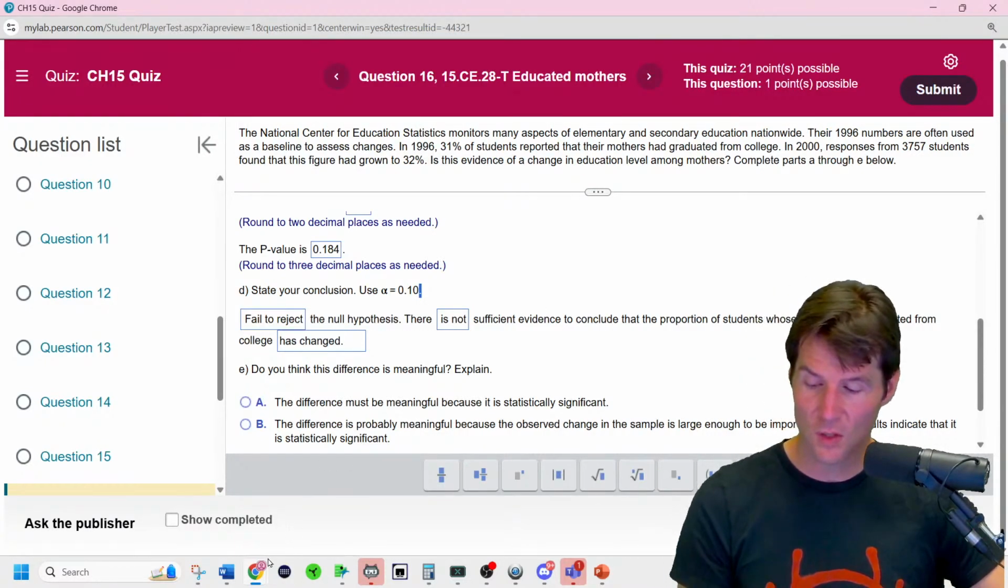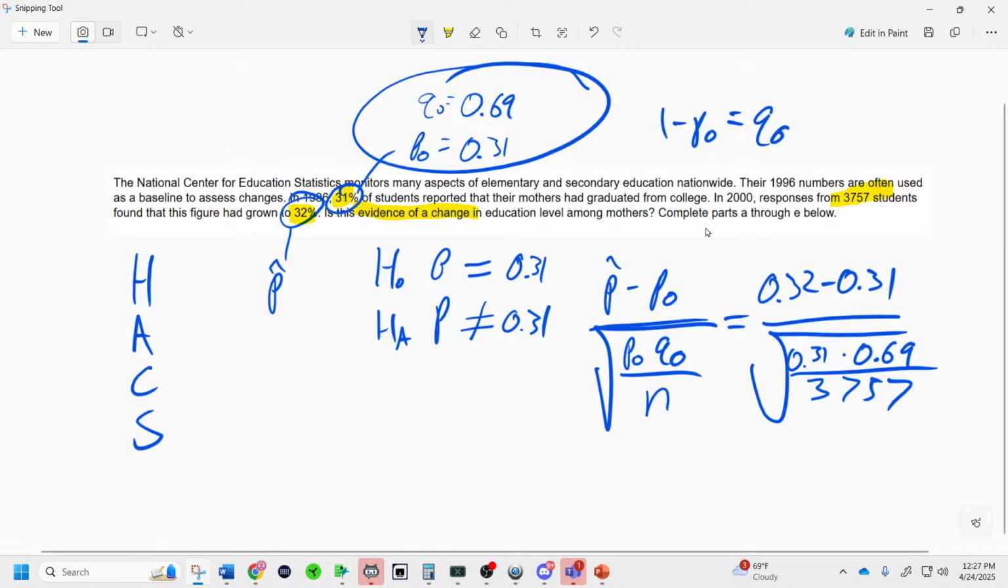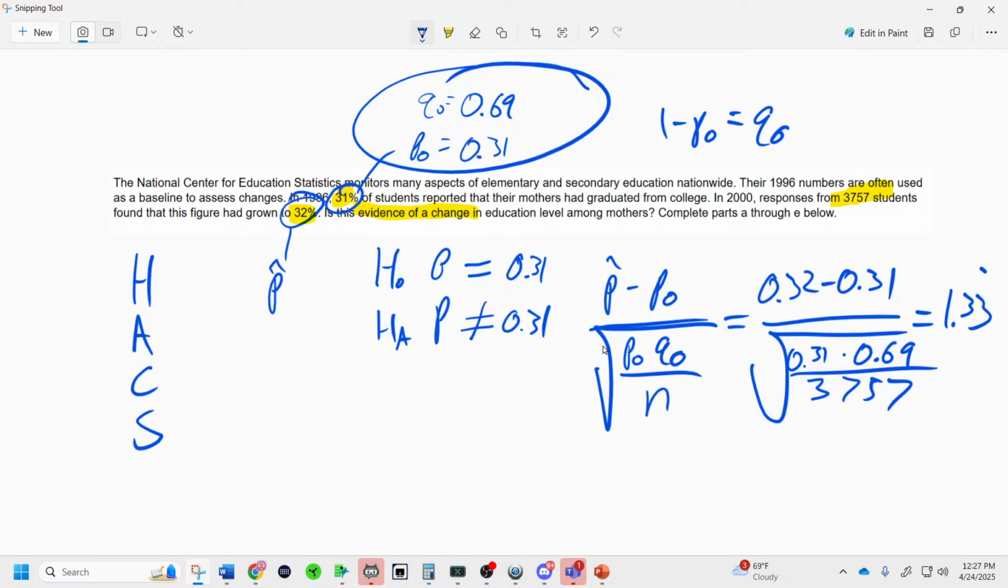Yep. And so the z-score is found via the equation on the screen of p hat minus p naught over the square root of p naught times q naught over n. And that gets the z-score right here of z equal to 1.33. So this is how you find the z-score. Good stuff. It's hypothesize, annotate notation, check conditions, and then solve and state conclusion.